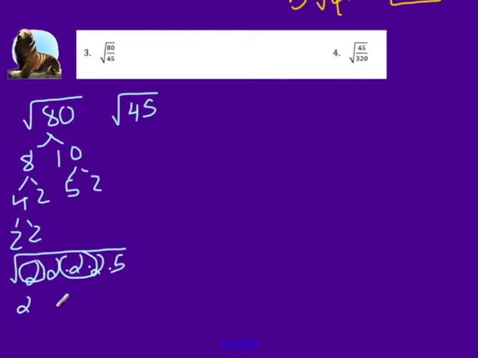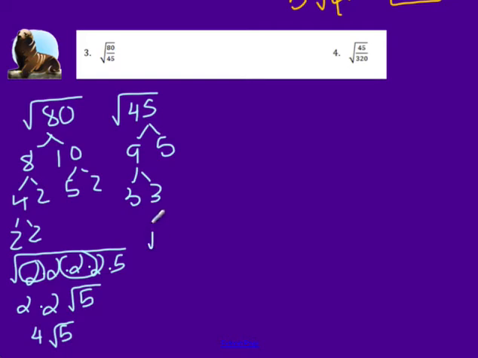So we can go ahead and multiply that out. So 2 times 2 is 4, and then we have the square root of 5. So that's for our first radical. For our second radical, we're going to split up 45, which is 9 and 5, and then we're going to split up 3 and 3. So underneath the radical, we have 3 times 3 times 5. So we can take those pairs of 3's and pull them out to the outside. And then we have 3 square root of 5.